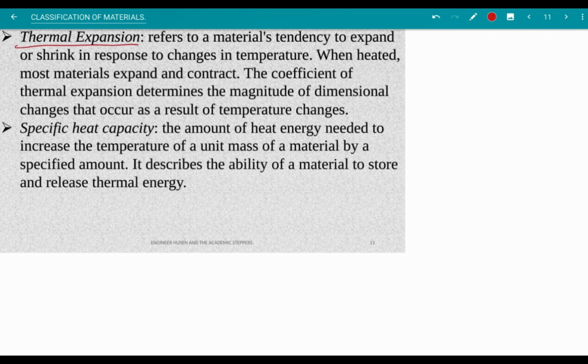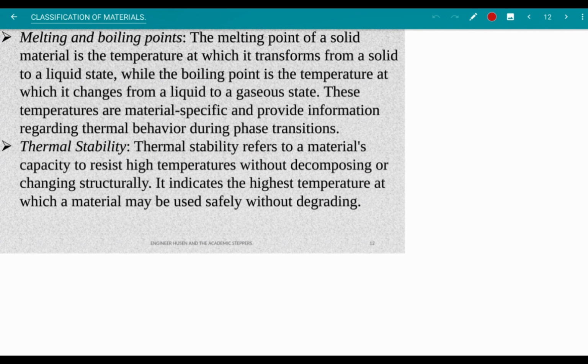Another example of thermal behavior is the specific heat capacity. The specific heat capacity shows you the amount of heat energy needed to increase the temperature of a unit mass of a material by a specific amount. It will also describe in simplicity the ability of a material to store or release thermal energy. Other related examples of thermal behavior are melting and boiling points. Melting and boiling points talk about the change of state, or the transition of a material from a solid to what? A liquid.